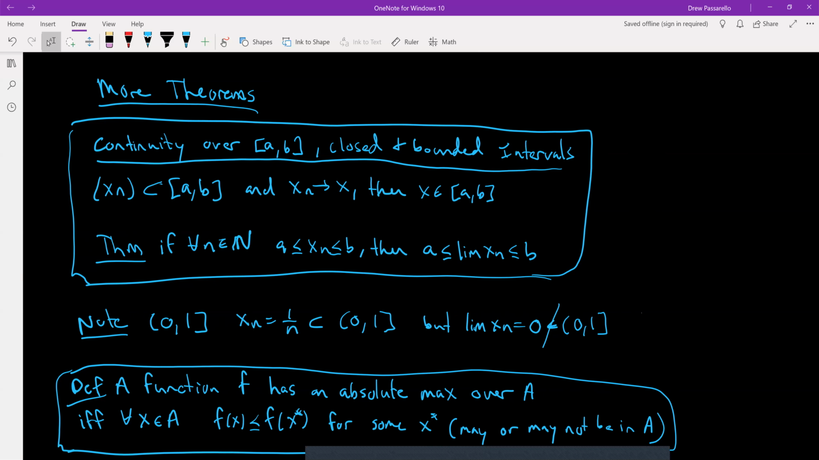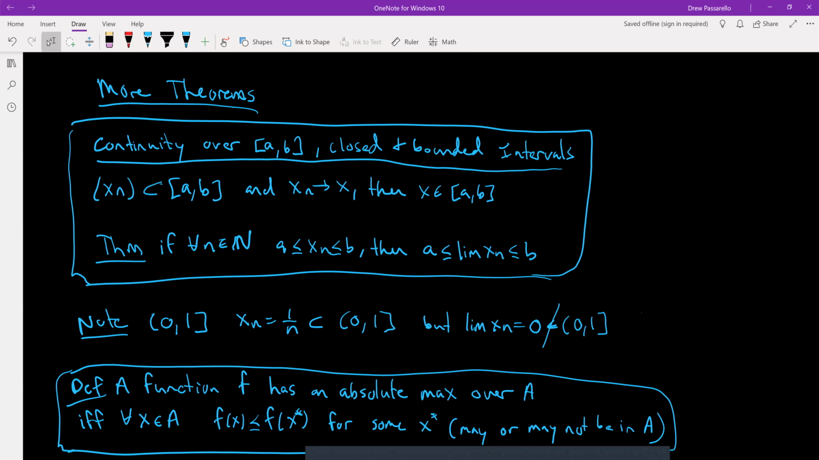Theorem. So this is just saying the same thing. It just says if for all natural numbers n, a is less than or equal to x_n, which is less than or equal to b, then a is less than or equal to the limit of x_n, which is less than or equal to b.